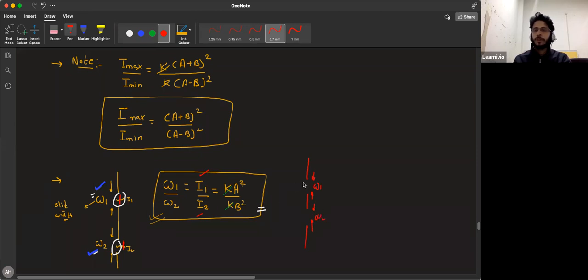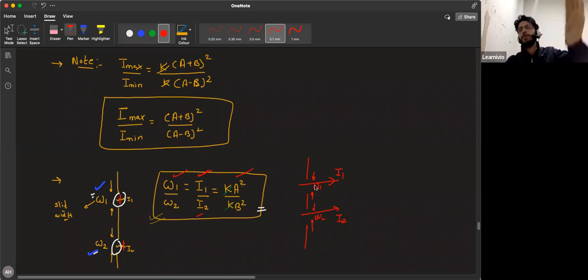This is W2. So the intensity of light that is coming from this slit and the intensity of light that is coming from this slit, the ratio of intensity of light is equal to the ratio of slit widths. And intensity is K times square of amplitude. So you can connect the slit width, the intensity of light coming from that slit, and the amplitude of it. So in numericals, instead of A and B, instead of I1 and I2, he will give you W1 and W2. So from W1 and W2, you have to relate A, B, I1, I2.